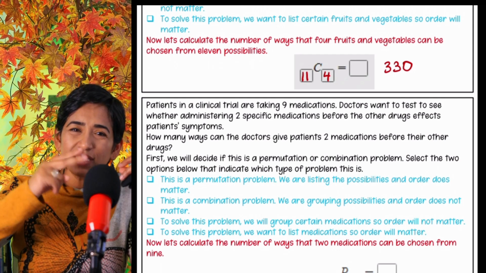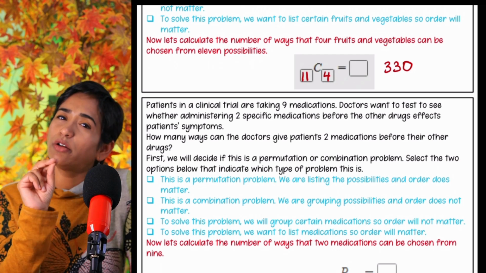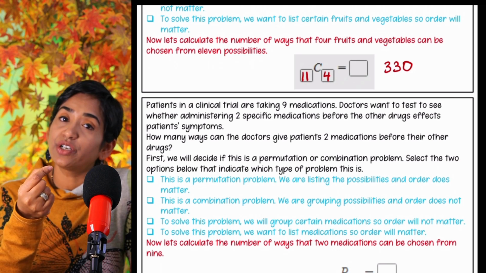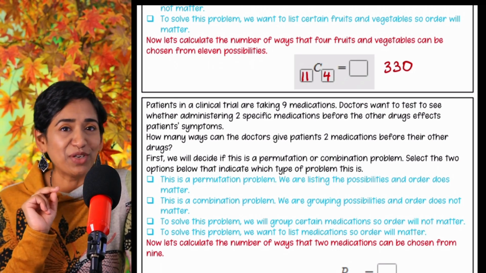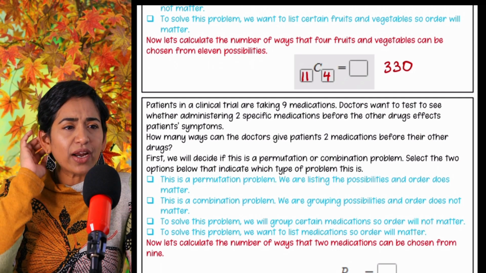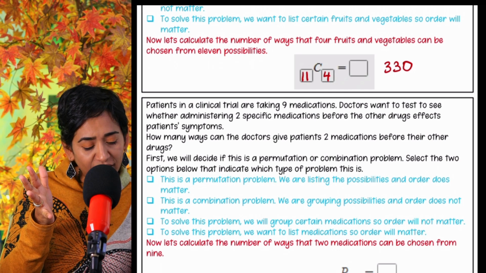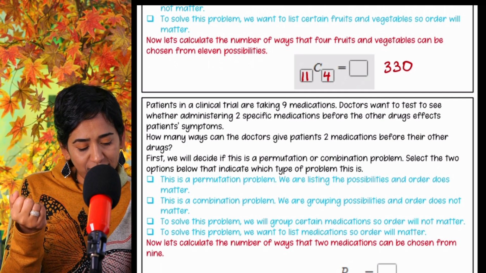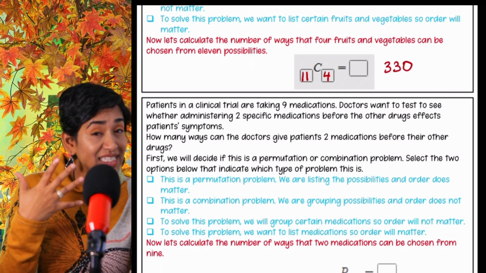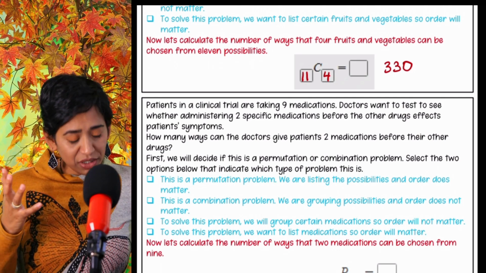So you are trying to see if it makes a difference. Take a step back and see, does the order matter? Which medication goes first? Yes, it does. So when the order matters, it's a permutation. Now that I know, let's read the problem. How many ways can the doctor give patients two medications before the other drugs? But first we have to decide if it's a permutation or a combination. So I know it's a permutation.